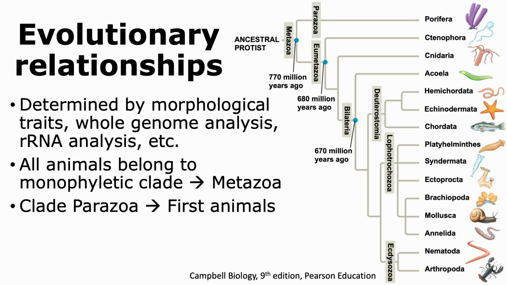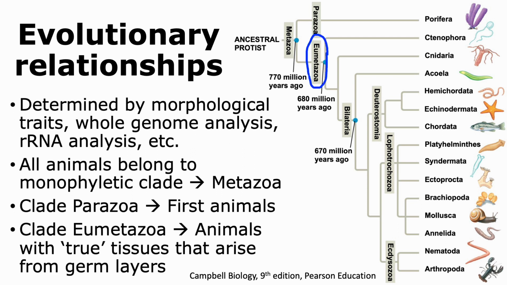The first clade we're going to look at is Parazoa. Parazoa translates to the first animals. The organisms that come under the phylum Porifera belong to the clade Parazoa. All other animals can be grouped into the clade Eumetazoa. Eumetazoa translates to true animals. These are animals that are considered to have true tissues that arise from germ layers.